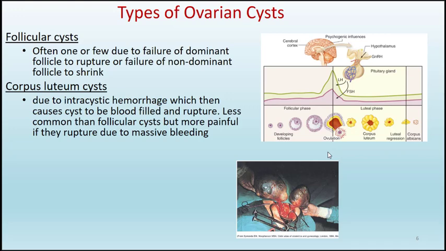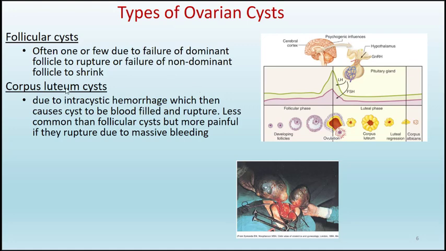But what can happen instead in these cases is that the dominant one fails to rupture, so it remains within the ovary. So ovulation does not occur for this mature egg. Or what could happen is the non-dominant ones that wouldn't have been released via ovulation anyways, but should normally shrink, don't shrink. And so this buildup of these mature dominant and non-dominant follicles can occur within the ovary and cause the ovary to continue to enlarge in size.